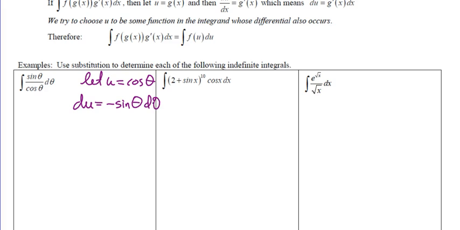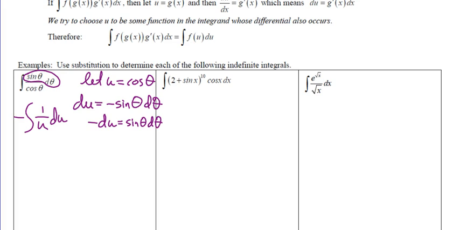Minus sine theta d theta, right? So notice where we've got the sine theta d theta. That means negative du will equal sine theta d theta. So now we have the integral of 1 over u. Of course, we got that negative in there too, right? So hang on, we'll put the negative out front. It's a constant, like negative 1. And we've got 1 over u du.